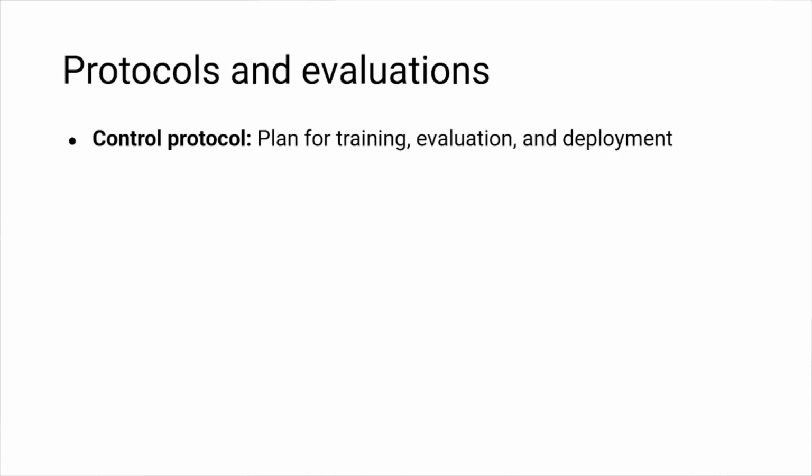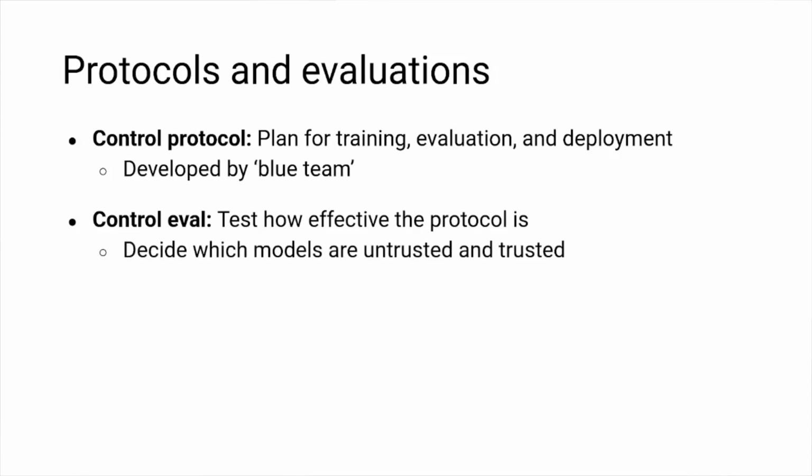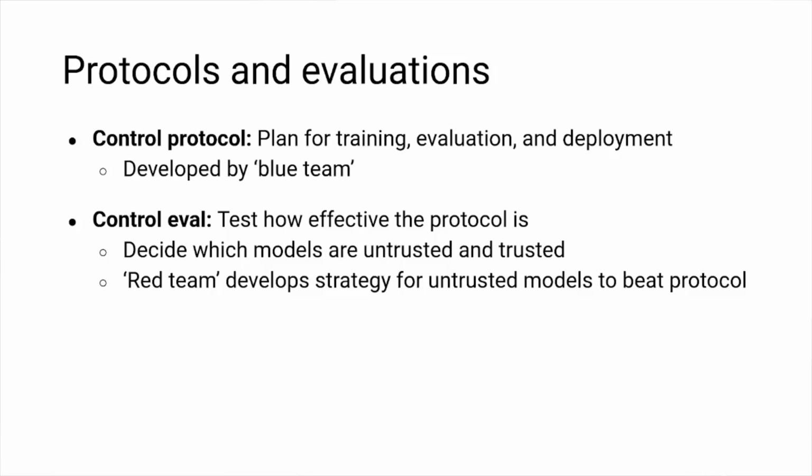How are you going to use the models to both get useful work out of them and still be safe? These protocols are developed by a blue team, and you test them with a control evaluation, which allows you to find out how effective they are. First, you decide which of your models you trust, which you think are not capable enough to be dangerously misaligned, and which you don't trust, so they could be misaligned. You then get a separate red team to develop a strategy that the untrusted models could execute in order to beat your protocol, and they do this in full knowledge of what the protocol is. Then you assess the usefulness and safety of this setup.